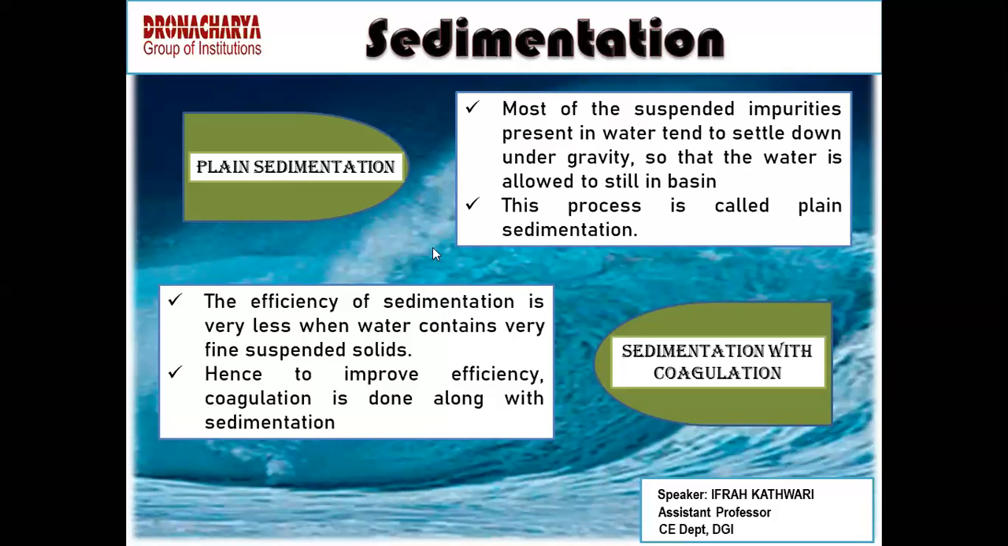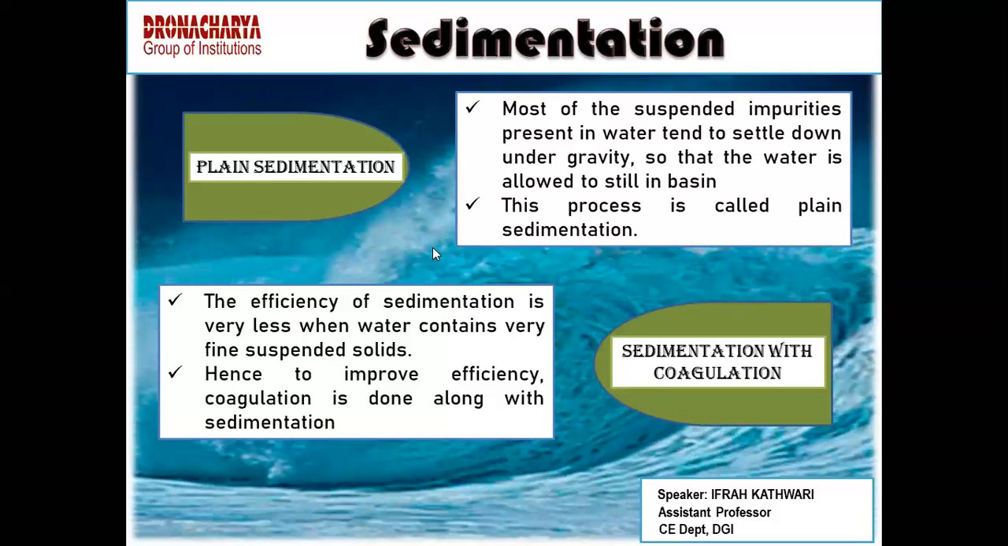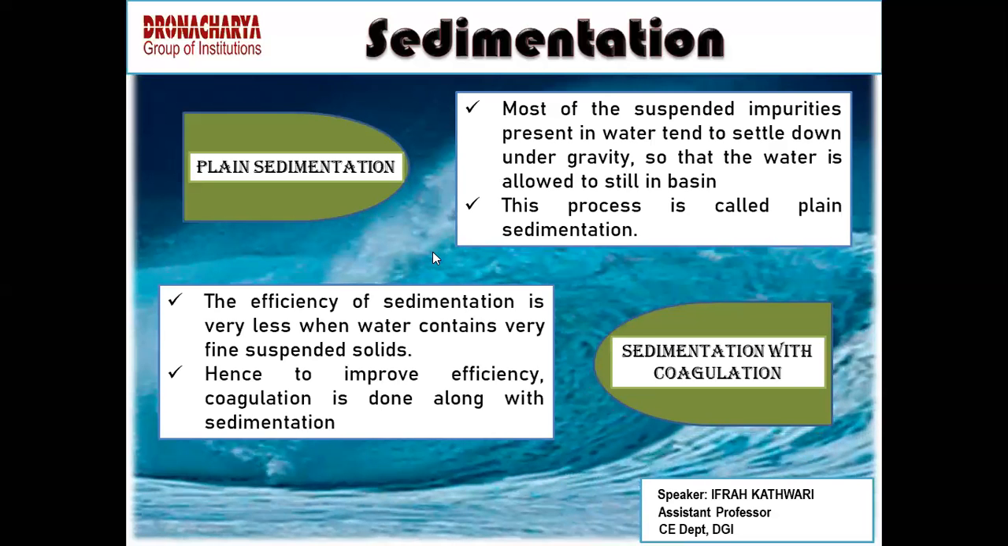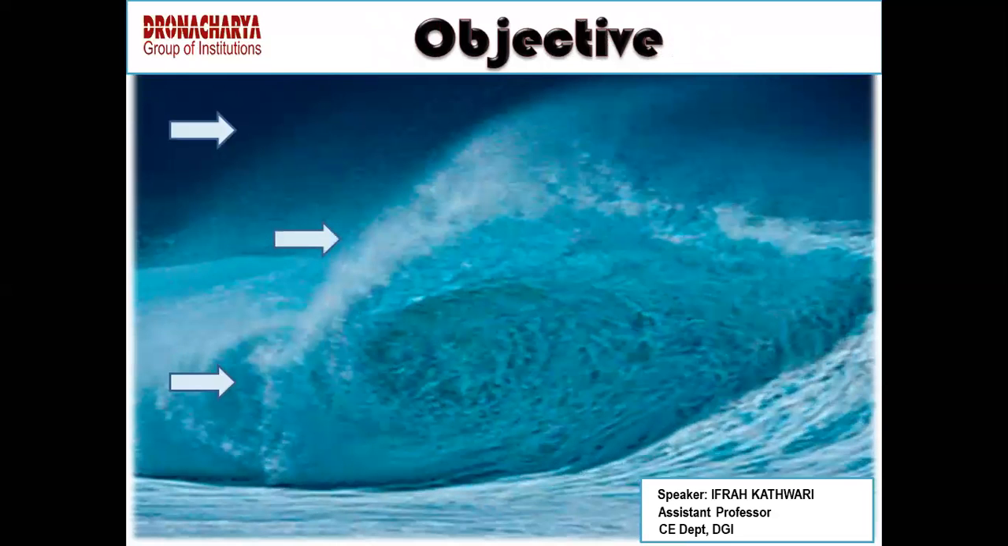So in this process, coagulation aided sedimentation, microorganisms can also be removed. Some of the bacteria can also be removed in this process. Then after this, we have the objectives. What are the objectives of plain sedimentation?